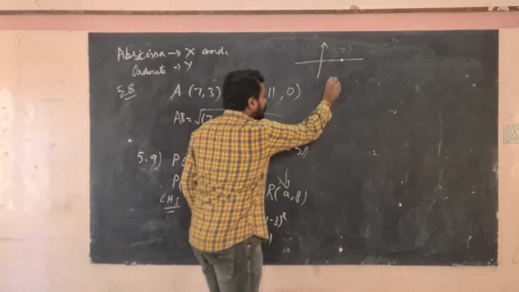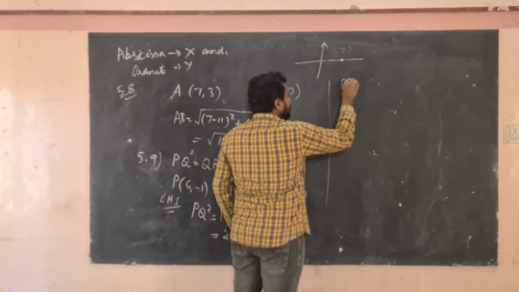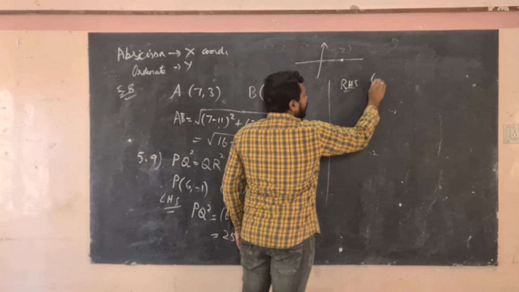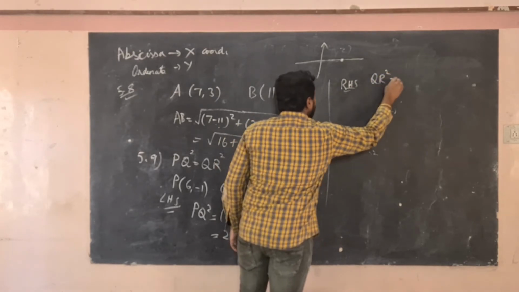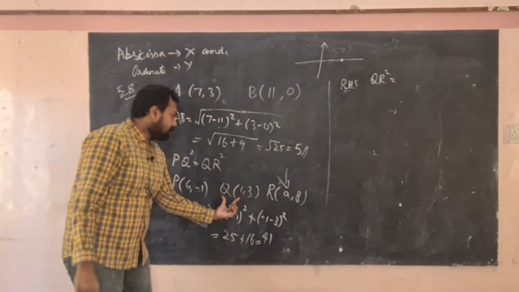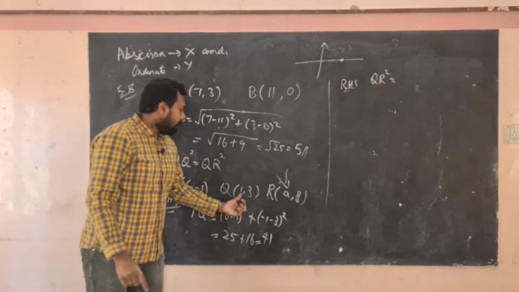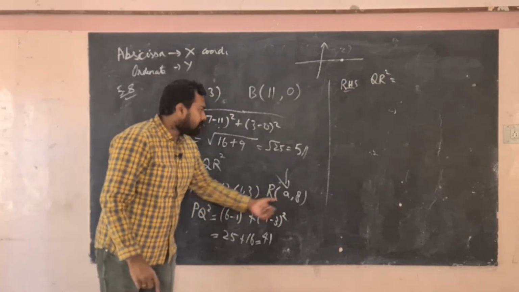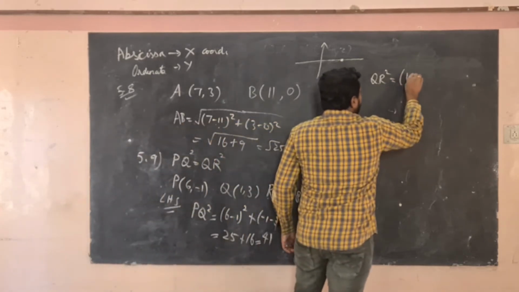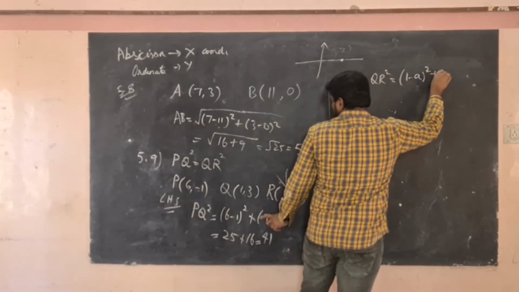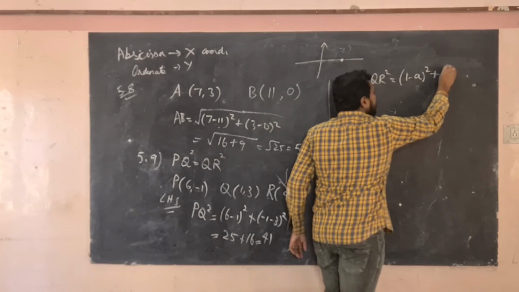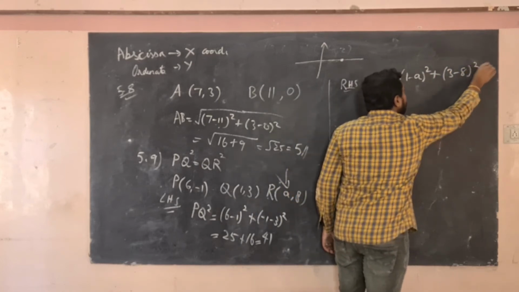It is QR square. Right hand side is QR square, which is nothing but the distance between Q and R. There will be no square root since there is square. So x1 value is 1 minus A. 1 minus A the whole square plus 3 minus 8 the whole square.